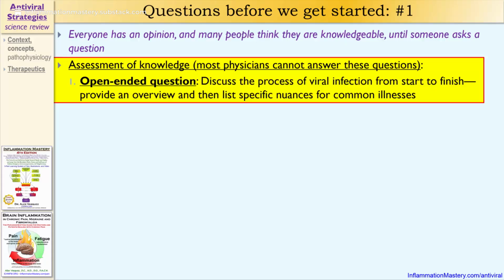So we all talk about viral infections on the internet, in journal articles, in research conferences, in clinical conferences, etc. But let's give structure to that conversation. Instead of just throwing out this concept of viral infection, discuss what it is from start to finish. So we should all be able to agree on some basic components of what is a viral infection.